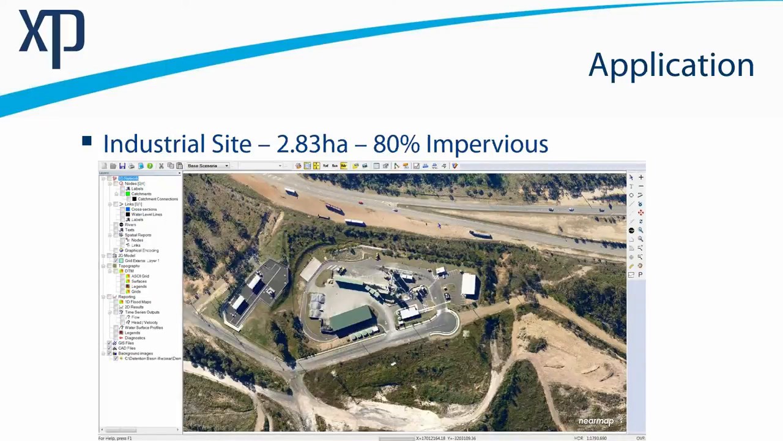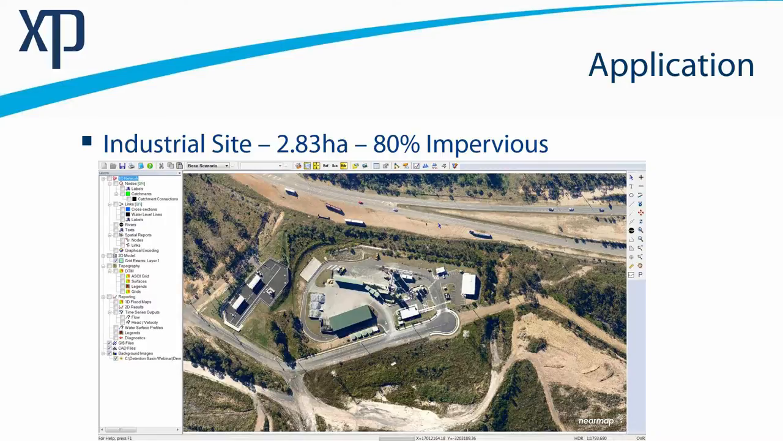Just as an application or an example at this point, I've just taken a simple industrial site. This particular site covers an area of about 2.83 hectares. It was developed only a couple of years ago and has an effective fraction impervious, or change in that surface characteristic, of about 80%.